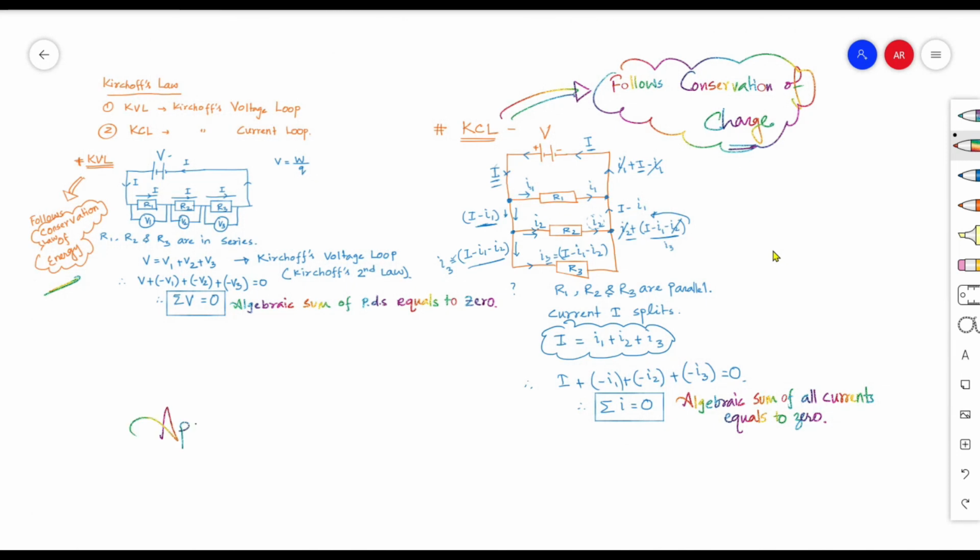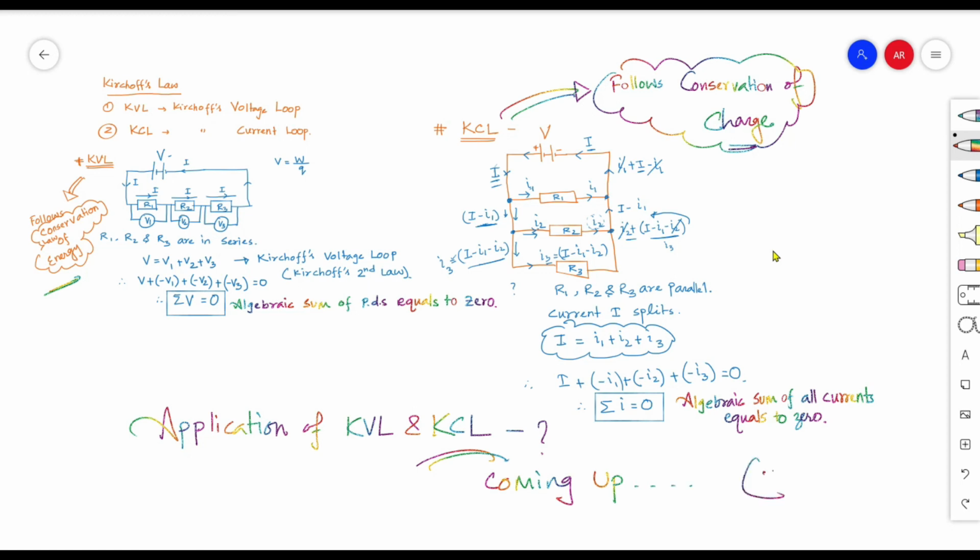So I hope you understood this, but we need to do some problems where we can apply KVL and KCL correctly, and we can analyze the circuit problems. So this is now coming up: how to apply KVL and KCL together in a question.